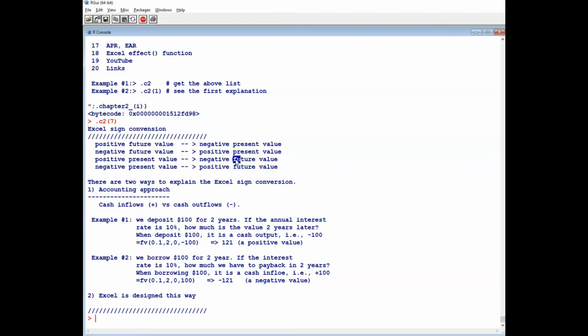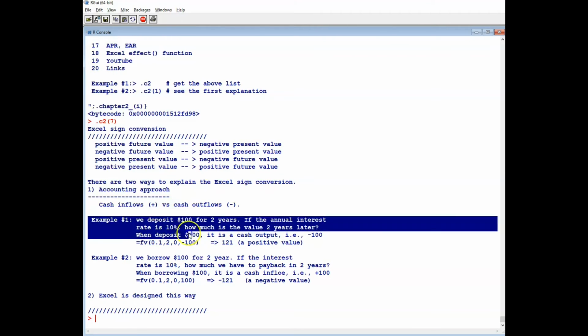Suppose we calculate future value. If we enter a positive present value, we get a negative future value. If we enter a negative present value, we get a positive future value. There are two ways to explain or remember the Excel sign convention. The first method is the accounting approach. Just remember, cash inflow is positive, cash outflow is negative.